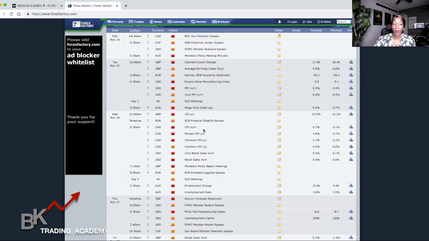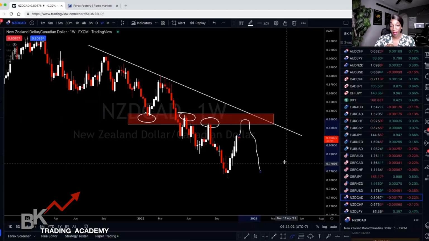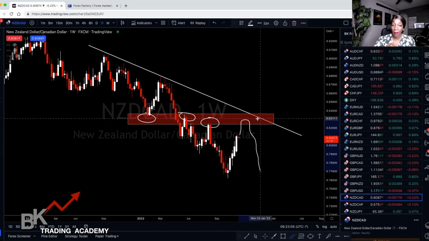Okay. So you want to be careful, but what we want to do, regardless around high impact news, is we always want to keep our eyes on those strong technical levels where we believe the price will reverse from. So this is our next area of opportunity, in my opinion.